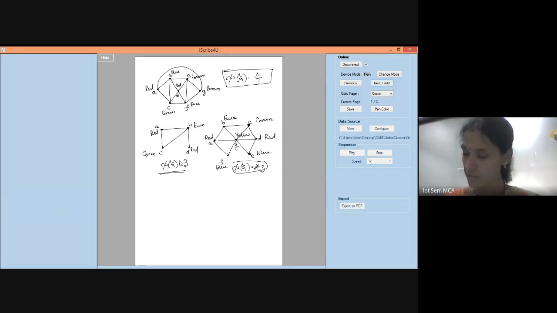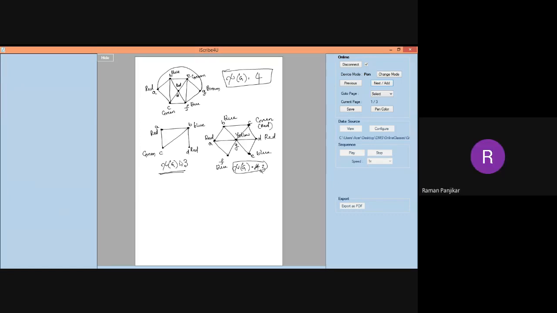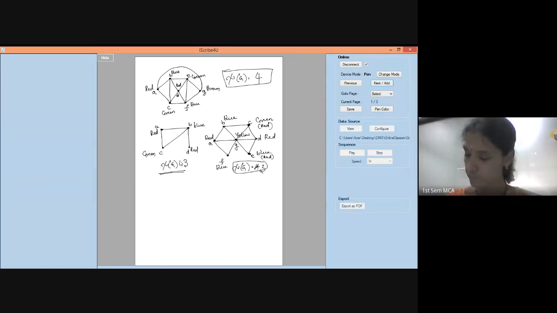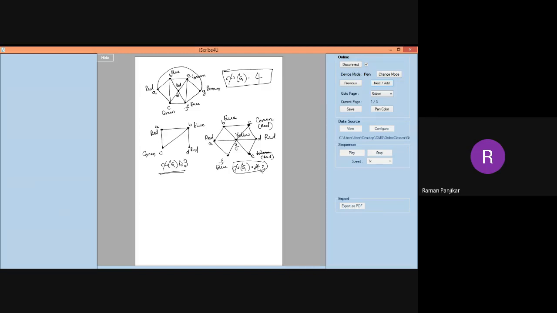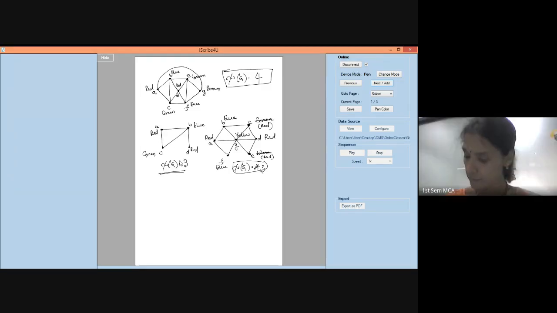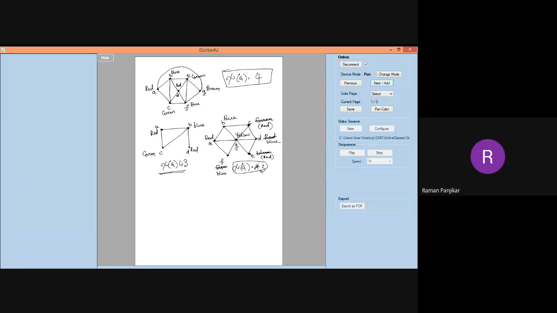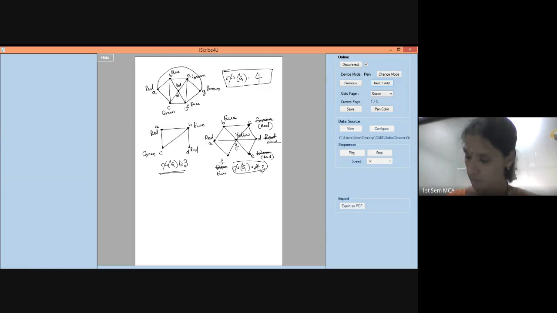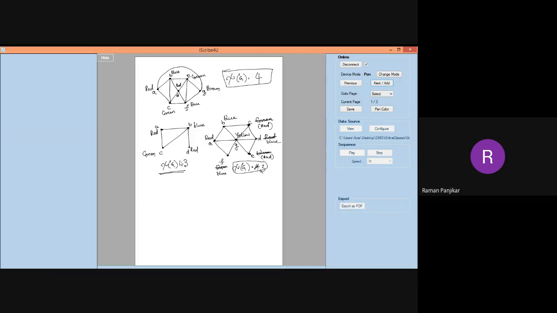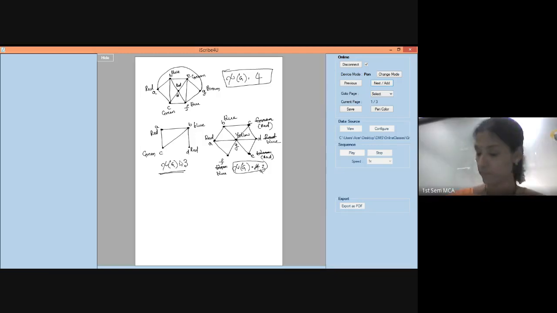Red, C and what did you say? C and E red. And D and F blue. B is also blue. G yellow. Okay, 3 then. Good. See, this is what: if you are saying it is 4, then you should not be able to make it with 3. If you are able to make it with 3, then if you say chromatic number is 4, it is wrong. Right. It is 3.